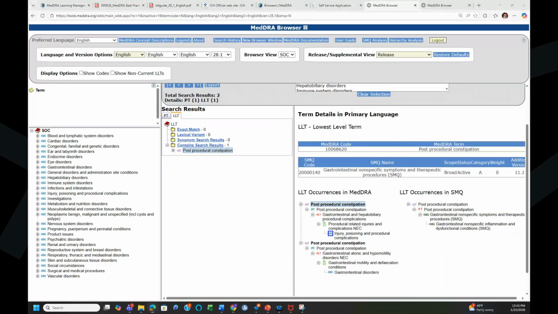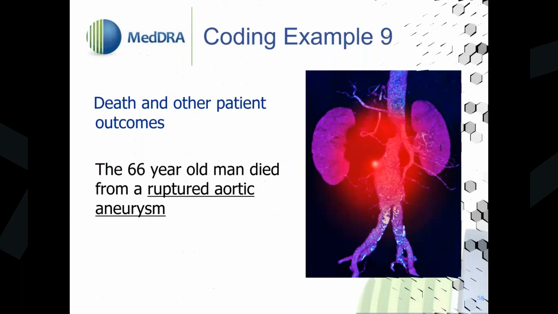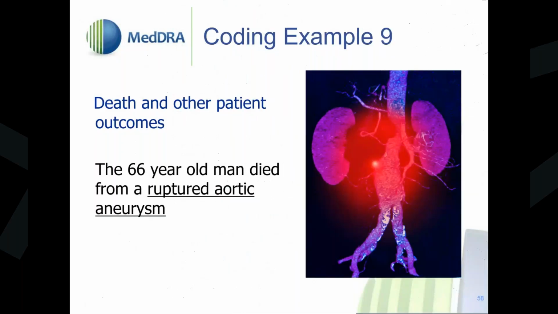When it comes to fatal conditions, so for example, death and other outcomes, death is typically an outcome or a serious criteria. So I'm not looking for a concept that is qualified as fatal. I'm just looking for the cause of death. So in this example, I don't need to capture death as a separate code, as a separate LLT. I just need to capture the cause of death, unless your organization has a different approach.